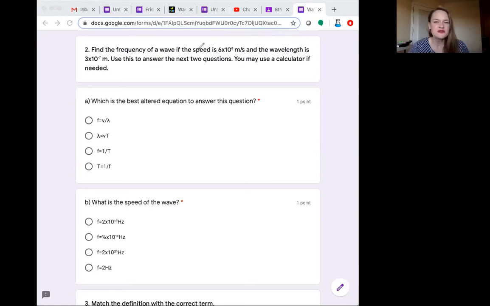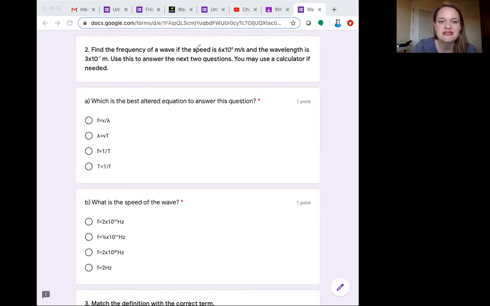Okay, so question number 2 is a little bit trickier, but still not too bad if you know how to work with it. So we're going to go through it. It says find the frequency of a wave if the speed is 6 times 10 to the 8th meters per second and the wavelength is 3 times 10 to the negative 7th meters. Use this to answer the next 2 questions. You may use a calculator if needed. We're actually going to do it without a calculator.